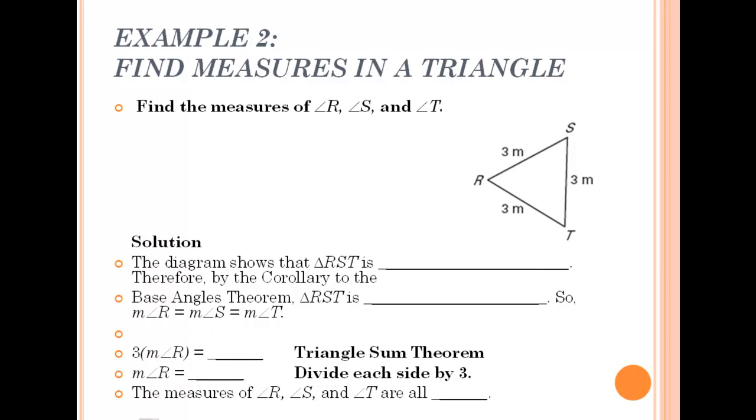So our example 2 here says find measures in a triangle. Find the measures of angle R, angle S, and angle T. So looking at this, we know that all 3 sides are the same. Since all the 3 sides are the same, it's equilateral. Since it's equilateral, we also know it's equiangular. So the diagram shows the triangle RST is equilateral. Therefore, by the corollary to the base angles theorem, triangle RST is equiangular.